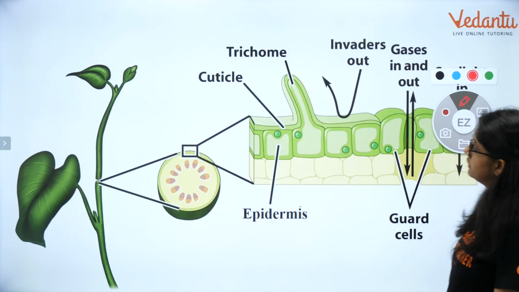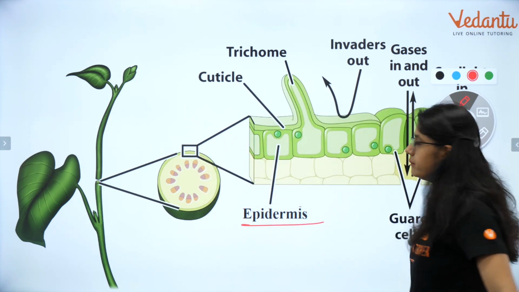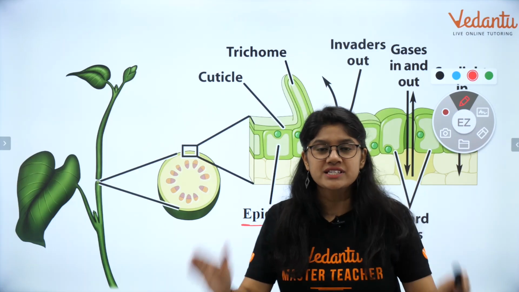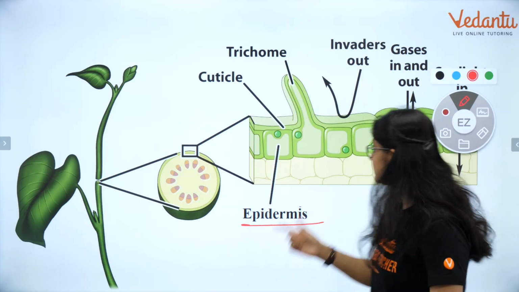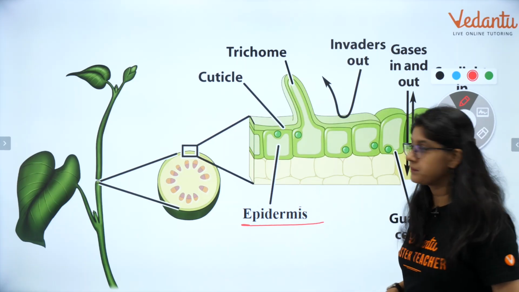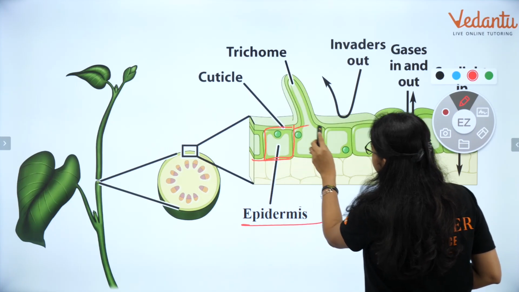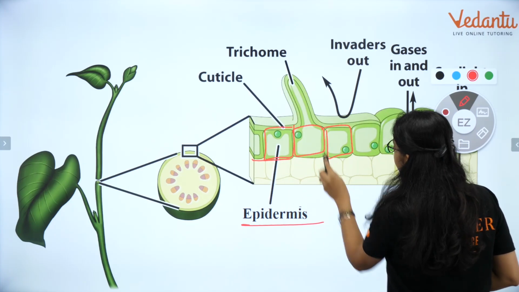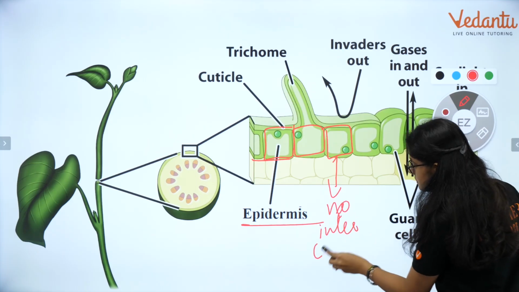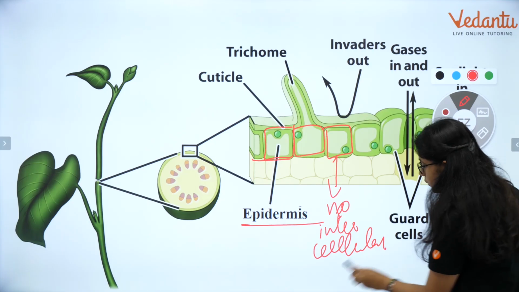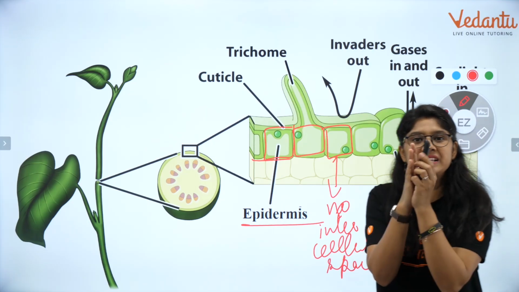So we know for sure that the outer layer of the plant is the epidermis. Okay, everyone knows this, right? Everyone is aware that the outer layer of the plant is the epidermis. Correct? Let's see now the internal structure of the epidermis. The structure of the epidermis is very, very compact. First of all, it does not have any intercellular spaces. They're completely and tightly packed.